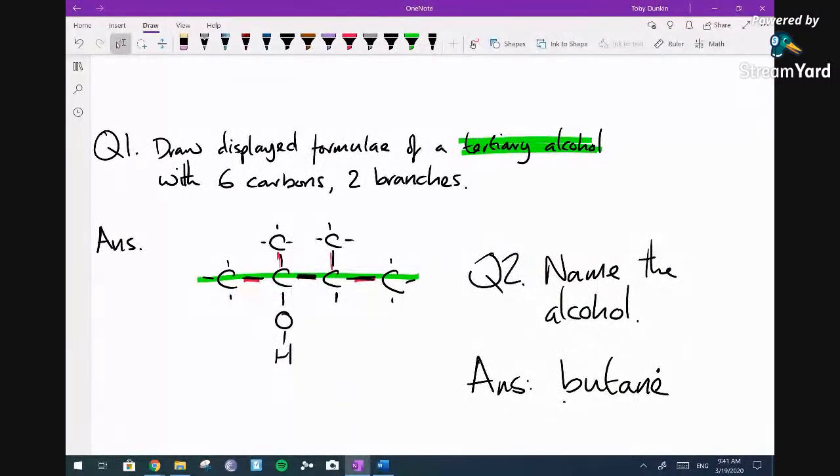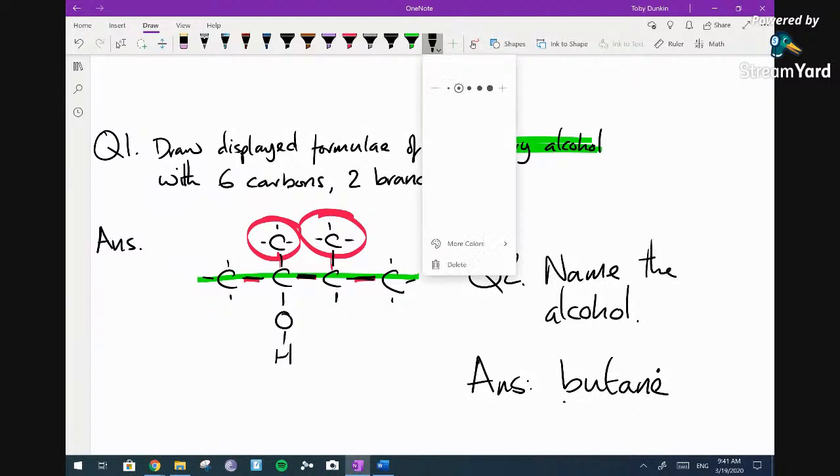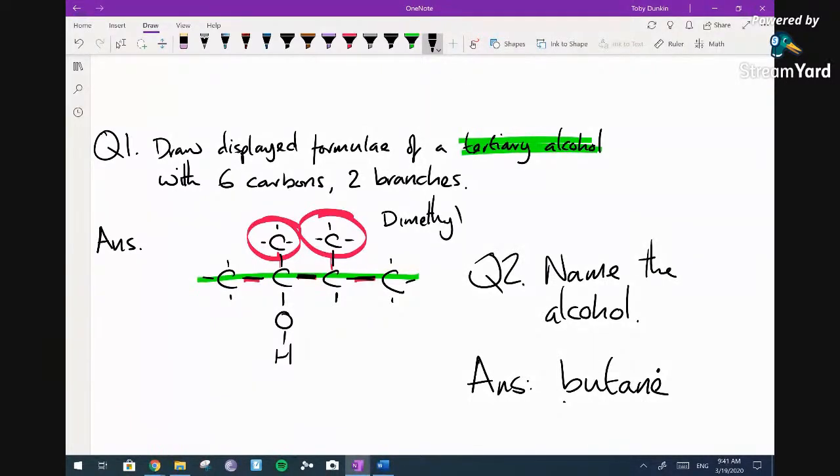Next thing, identify all my additions, my add groups. So I've got first addition group there. So this is a dimethyl. This is a dimethyl, and it gains numbers now. So we're going to number it from this direction. We're not going to number it from this. We're going to number it from this way, not that way.